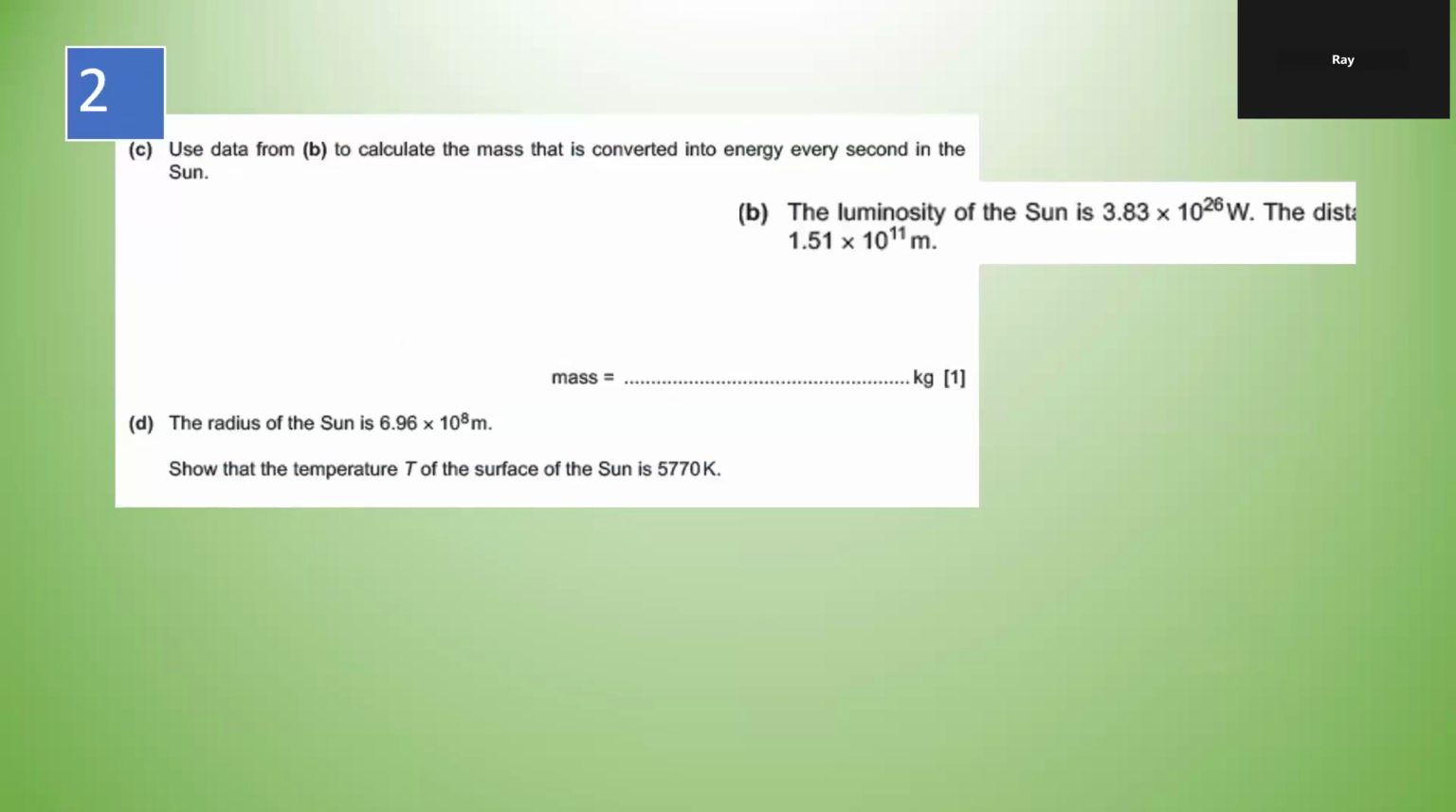Use your data from B to calculate the mass that is converted into energy for every second in the sun. What should I do? What formula should I use? Flux intensity. Wait. This one tends to use nuclear physics. E equals mc squared.